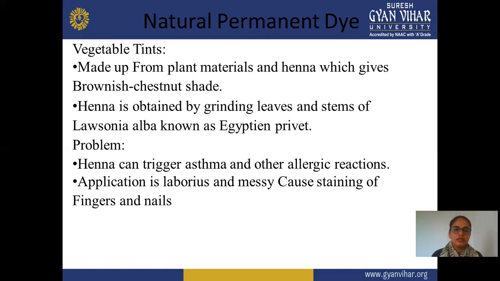And next, henna is obtained by grinding leaves and stem of Lawsonia alba, which is one of the colors you can use with the help of plants. For grinding we take leaves of henna and the stems of Lawsonia alba, known as Egyptian privet. The problem of henna is that it can trigger asthma and allergic reaction. Application is laborious and messy, causing staining of fingers and nails.